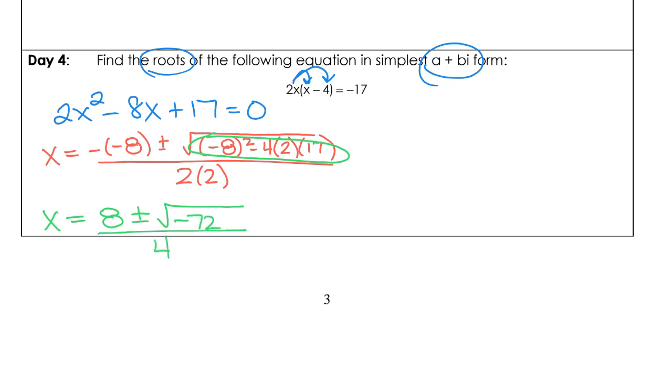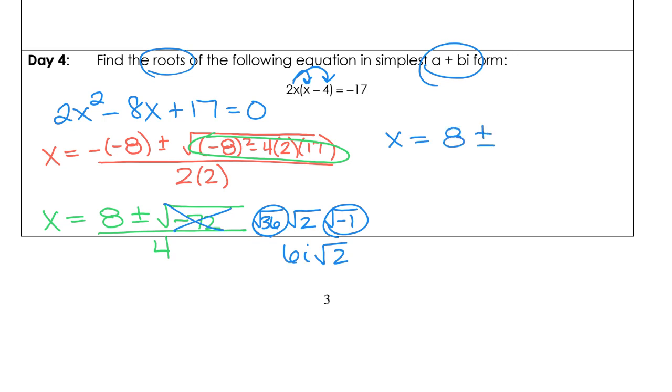which is 4. Okay. I'm going to take my square root off to the side here and break it up into 2 houses and actually a third house for the negative 1. Okay. And then 72 is not perfect, so the largest perfect that goes in is 36, and it goes in 2 times. And so this is going to become the 6, this is going to become the i, and then the square root of 2 is just going to drop down. And now I'm going to go ahead and replace that. So we're going to say x equals 8 plus or minus 6i radical 2 all over 4.